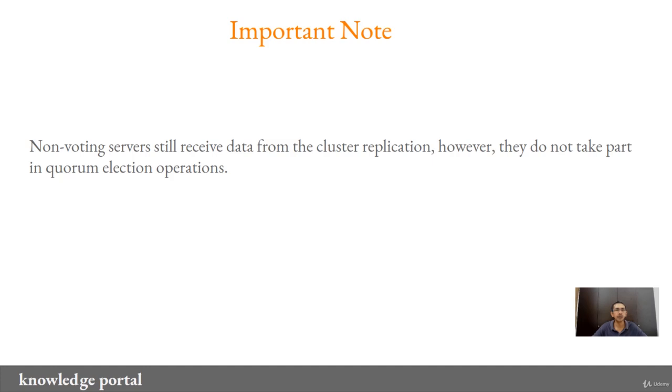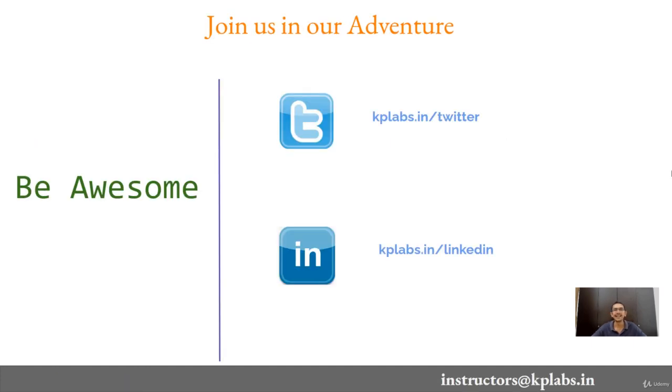Before we conclude, one important point that we should know is that non-voting servers will still receive the data from the cluster replication. However, they do not take part in the quorum election process. Great. I hope that, at a high level, you understood the basics of fault tolerance with the feature of redundancy zones in Consul Enterprise.